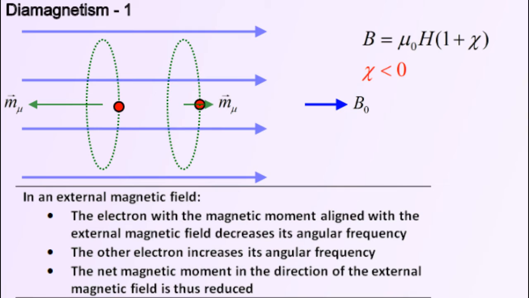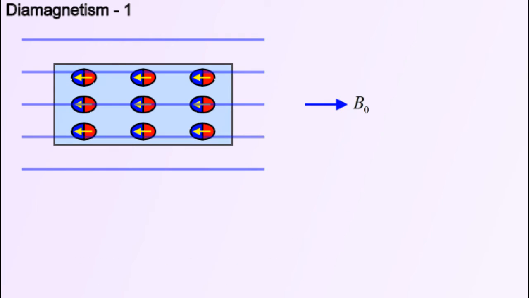So this is the reason you see the magnetic moments of a diamagnetic material in a direction opposite to the external magnetic field. Why one electron spins faster and the other slower, you will learn in the electromagnetism chapter under Lenz's law. So this is a case of a diamagnetic material in an external magnetic field.